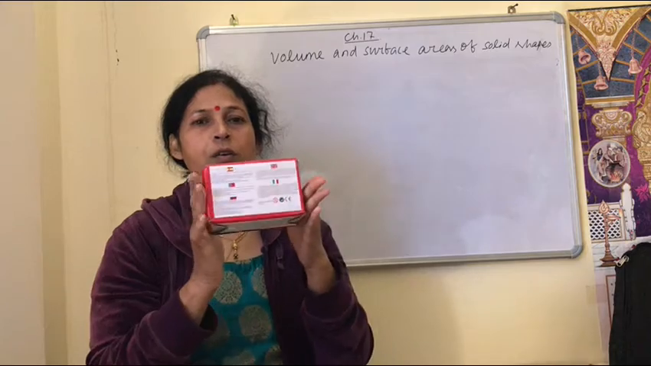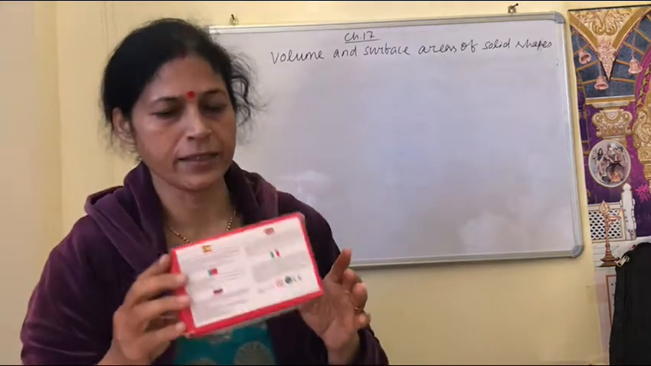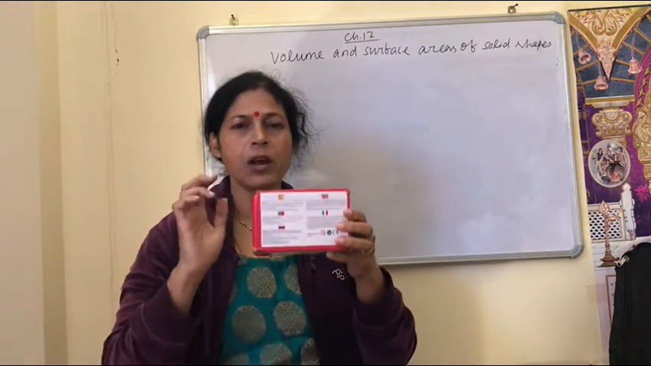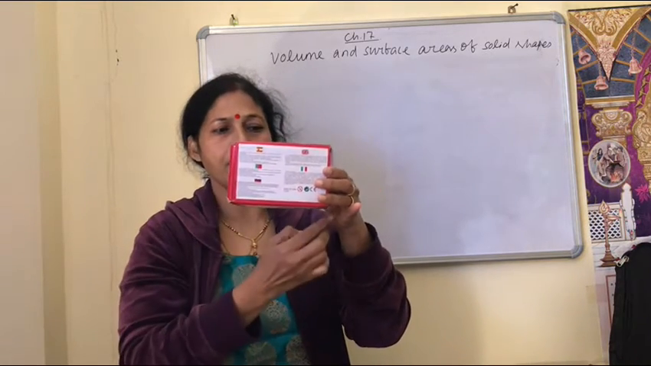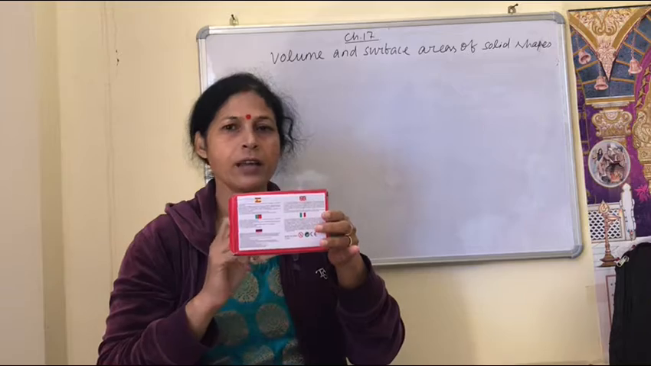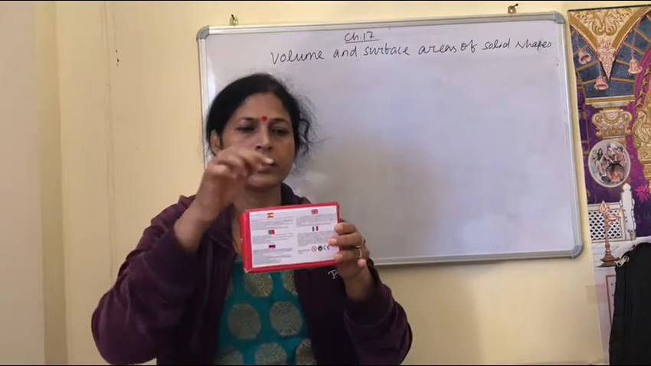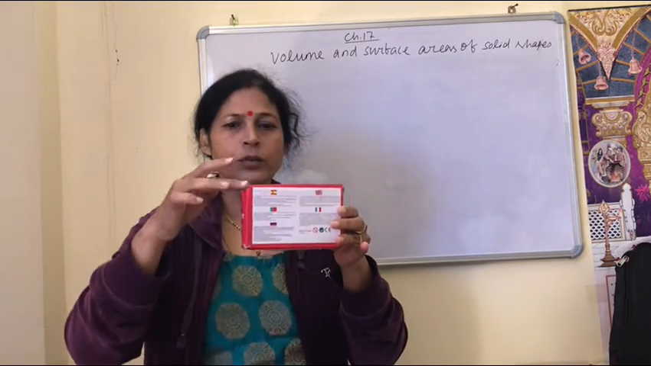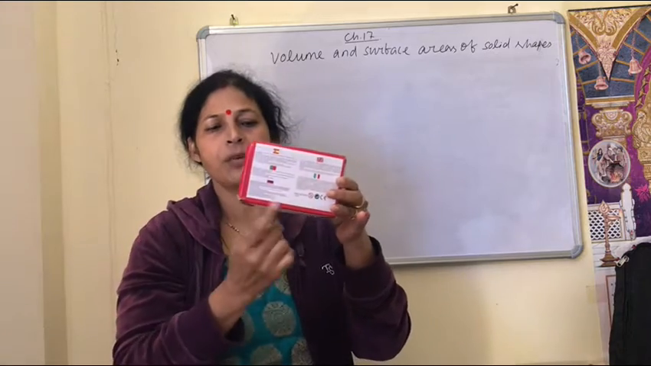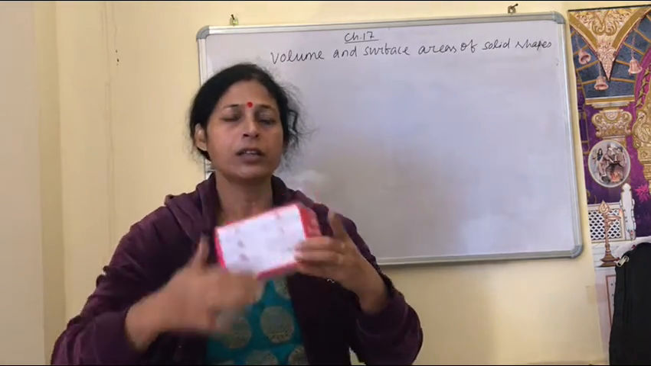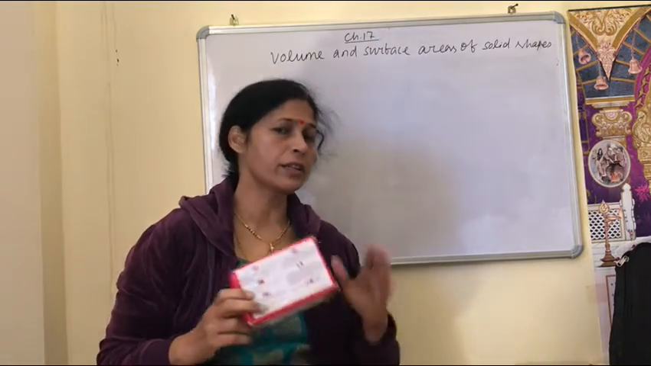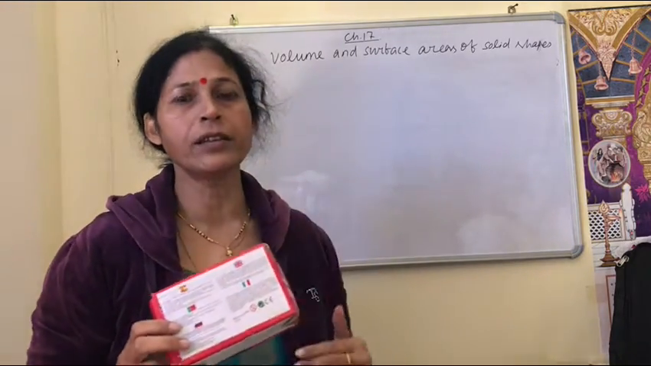These are your 6 faces. And what are the vertices? How many vertices? 1, 2, 3, 4, 5, 6, 7, 8. 8 vertices. And how many edges? 12 edges. 1, 2, 3, 4, then 5, 6, 7, 8, 9, 10, 11, 12. These are 3 dimensional shapes because they have 3 dimensions: length, breadth and height.